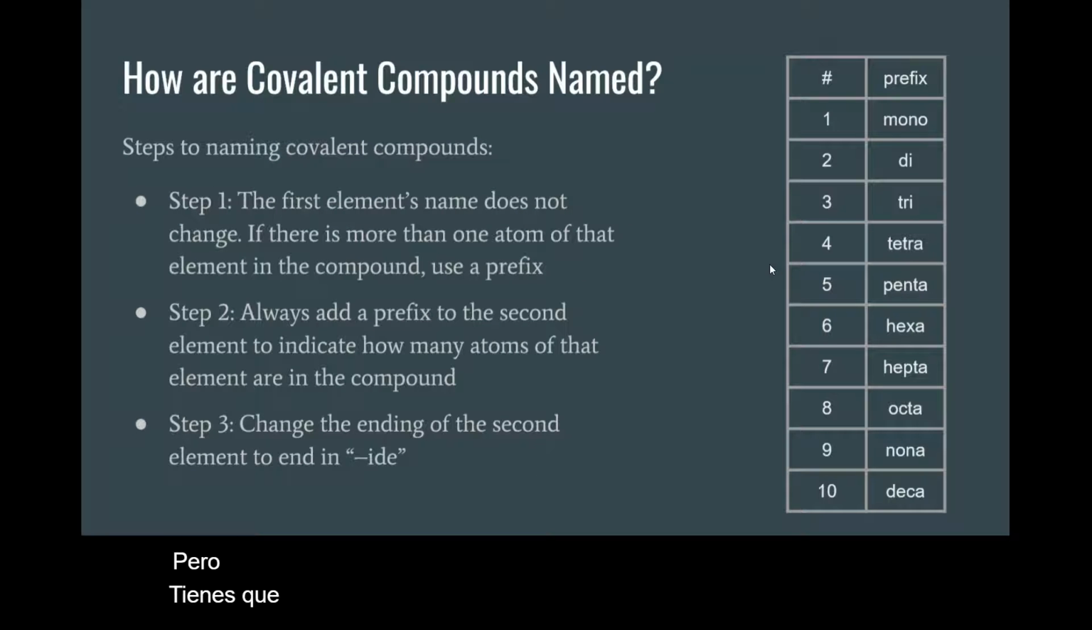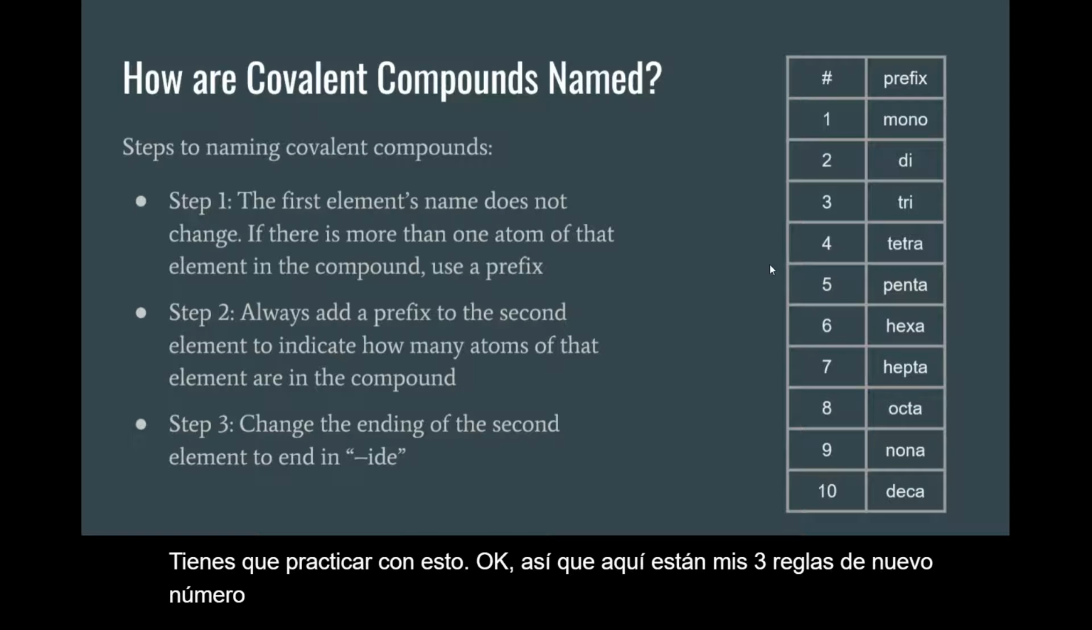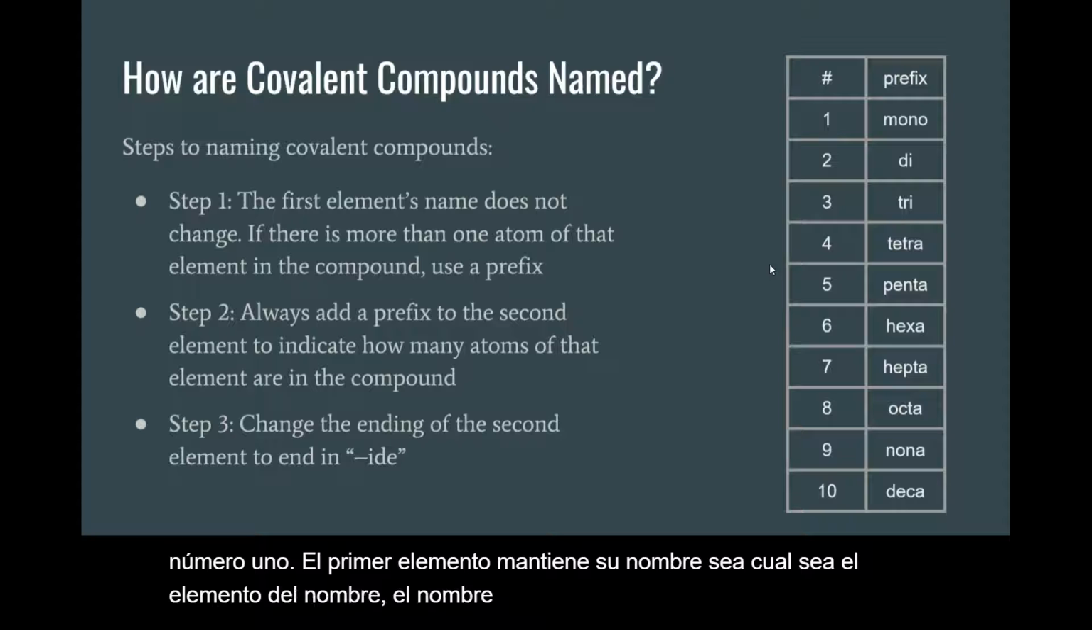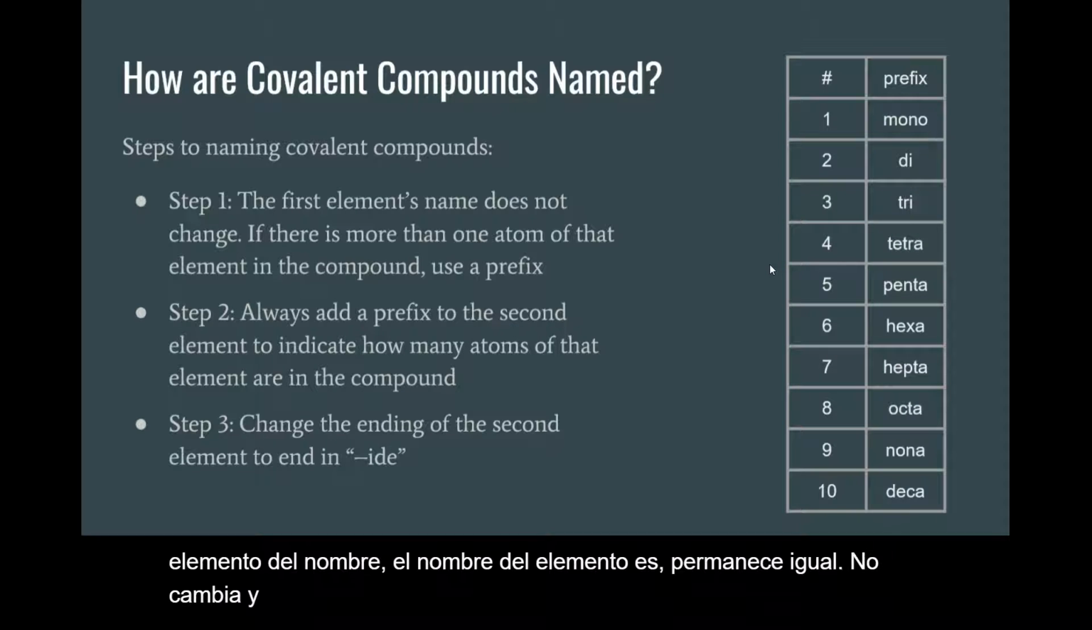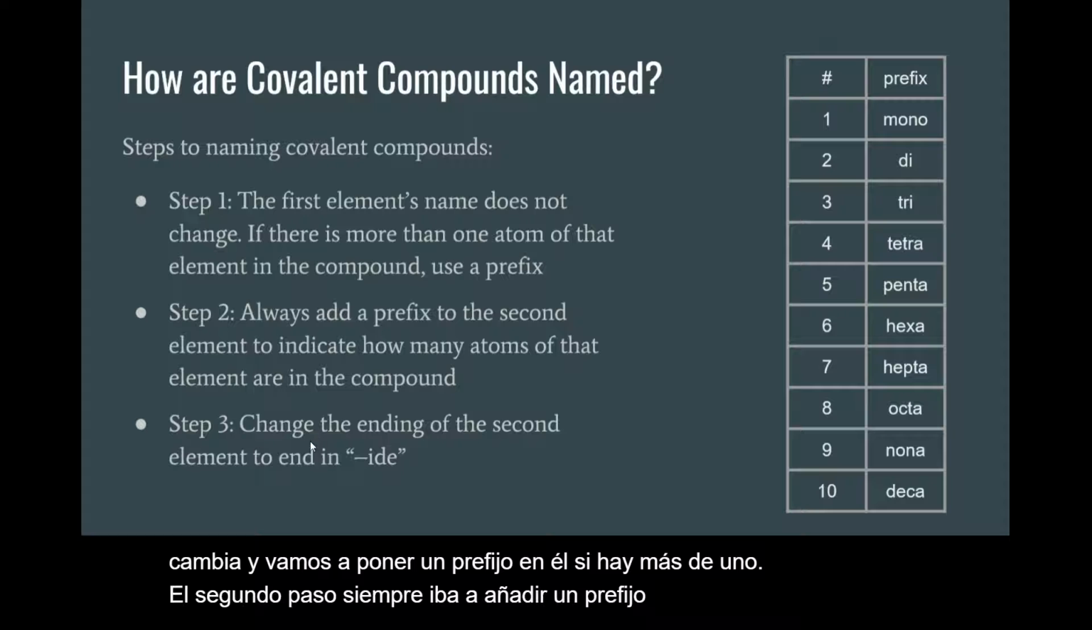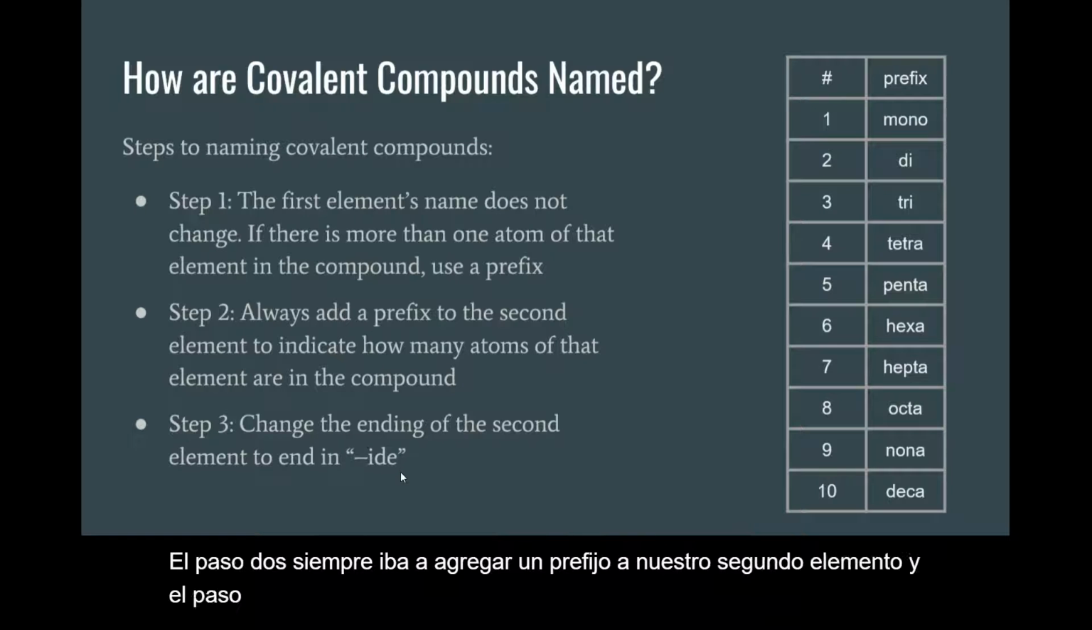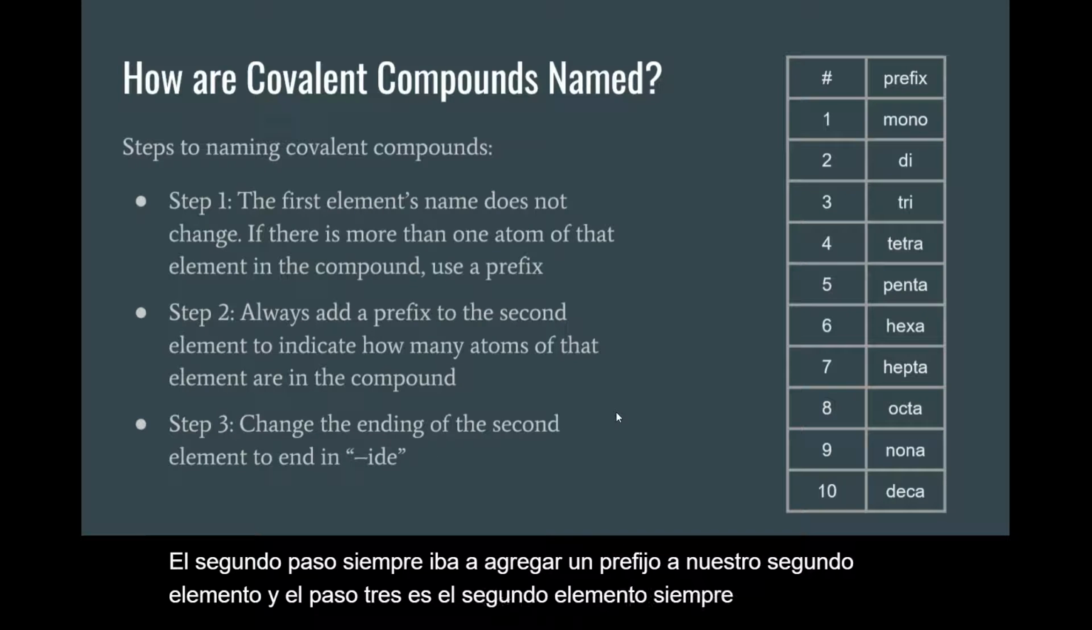Okay, so here are my 3 rules again. Number 1, the first element keeps its name. Whatever the name of the element is, it stays the same. It doesn't change. And we're going to put a prefix on it if there's more than one. Step 2, we're always going to add a prefix to our second element. And step 3 is the second element always changes to an IDE ending.